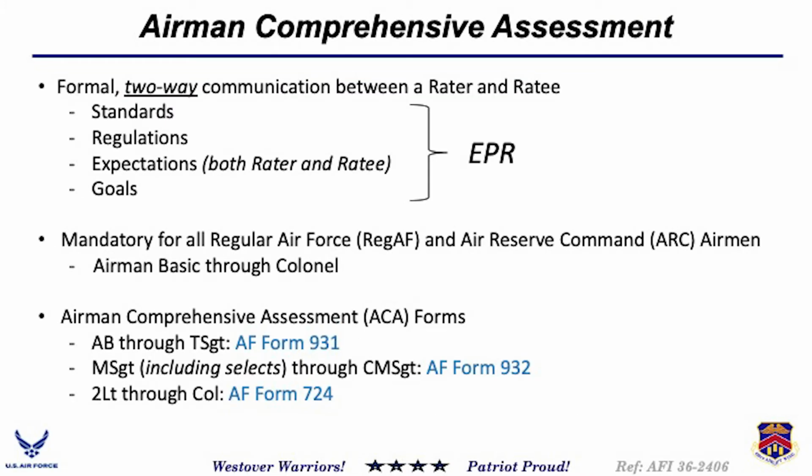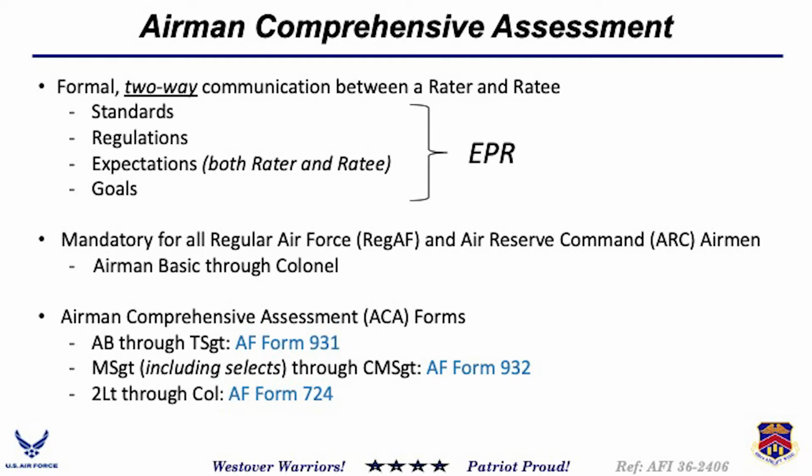So with feedback, how can members formally give feedback? This leads directly to the Airman's Comprehensive Assessment itself. The Airman's Comprehensive Assessment is a way for members to receive formal feedback. It's a formal two-way communication between the rater and ratee, i.e. the supervisor and an airman. Everything within the Airman Comprehensive Assessment can be used in an EPR, such as what standards you've given, goals, expectations, and if they were met.